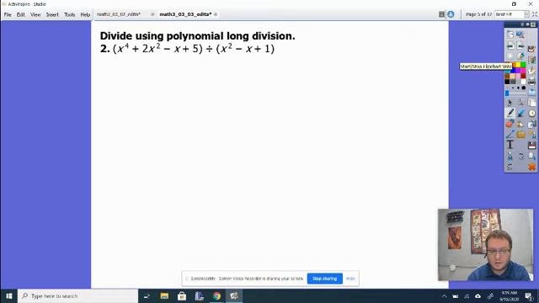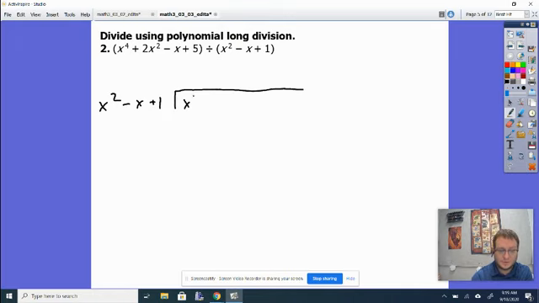Okay, doing one more just for practice. If you felt confident on that one, feel free to skip this slide or this part of the video. x squared minus x plus 1, x to the 4th, placeholder for x cubed. I don't have an x cubed, I need a placeholder. 2x squared minus x plus 5.